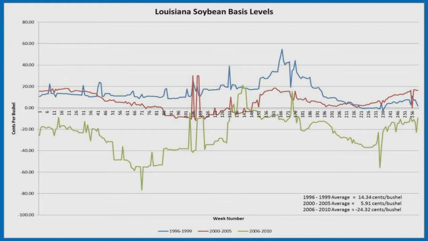Now keep in mind, we talk about averages across Louisiana, and as I mentioned earlier, North Louisiana versus South Louisiana is going to have some difference, but when you average all those together, about 6 cents from 2000 to 2005. And then when you look at 2006 to 2010, it went from 6 cents above futures to 24 cents below futures on average. And you say, well, what happened there?